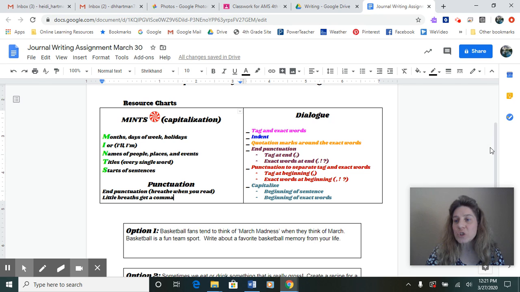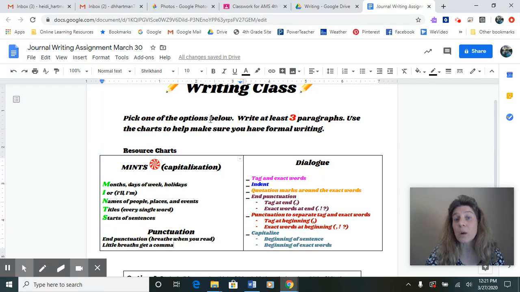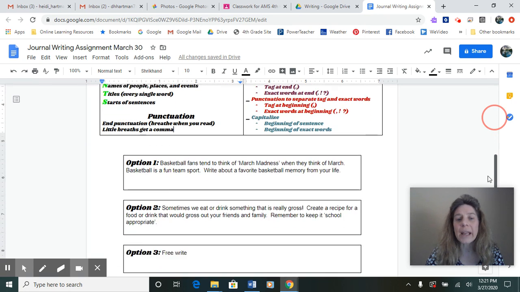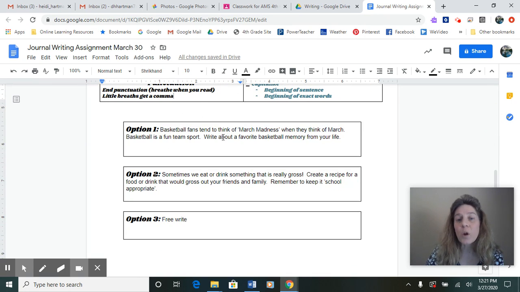So I'm going to look at my 3 options because I'm going to go back to my directions, and it says pick one of the options below and then write 3 paragraphs. So one of my options is: basketball fans tend to think of March Madness when they think of March. Basketball is a fun team sport. Write about a favorite basketball memory from your life. That would be one choice. I don't do basketball very well, although when I was young, I did play against my dad. He never let me win. Maybe that would be an interesting one to write about.